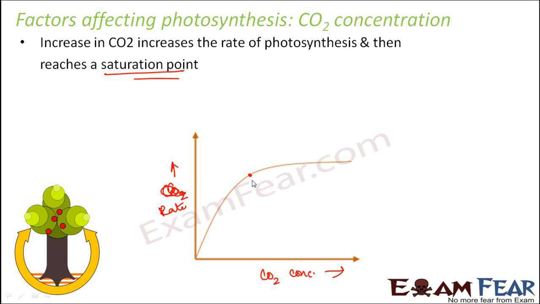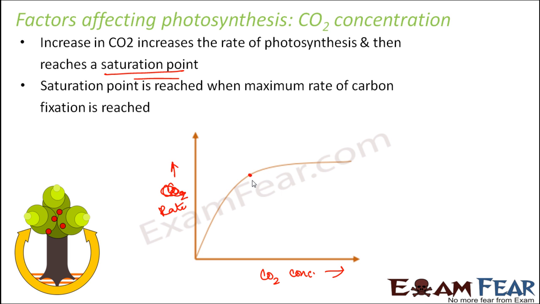And it has also been observed that C3 plants respond to higher CO2 concentration by showing a higher rate of photosynthesis. So these are the factors which affect the rate of photosynthesis. So with this, we have reached the end of this lesson.